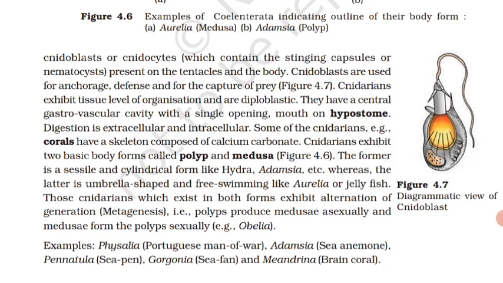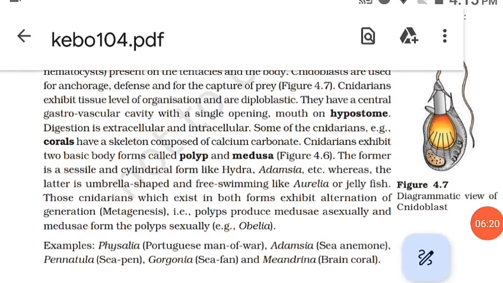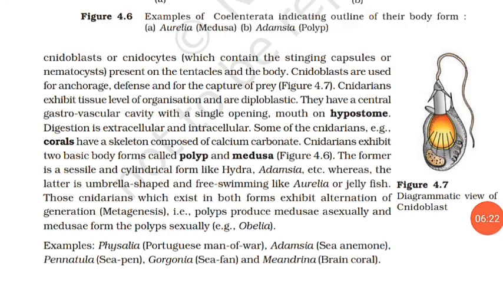The body bears 8 external rows of ciliated comb plates, which help in locomotion. Digestion is both extracellular and intracellular. Bioluminescence, the property of a living organism to emit light, is well marked in ctenophores. Sexes are not separate. Reproduction takes place only by sexual means. This is an important line.